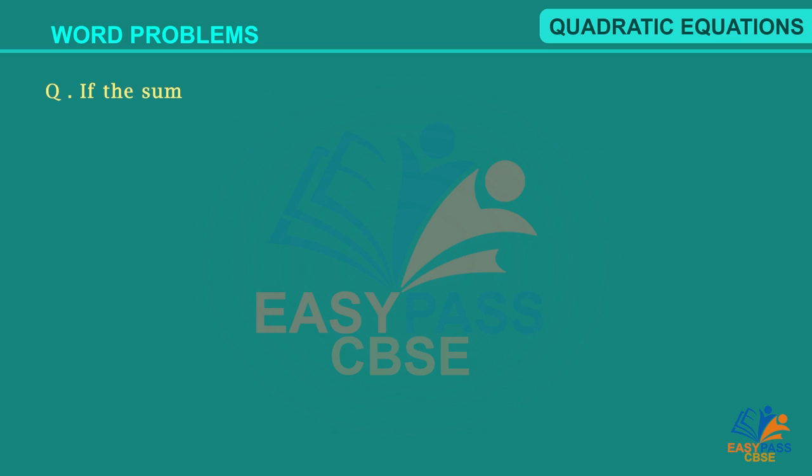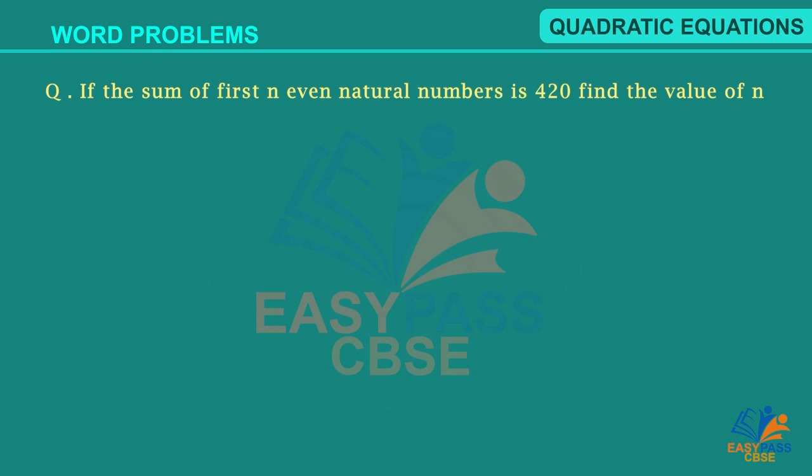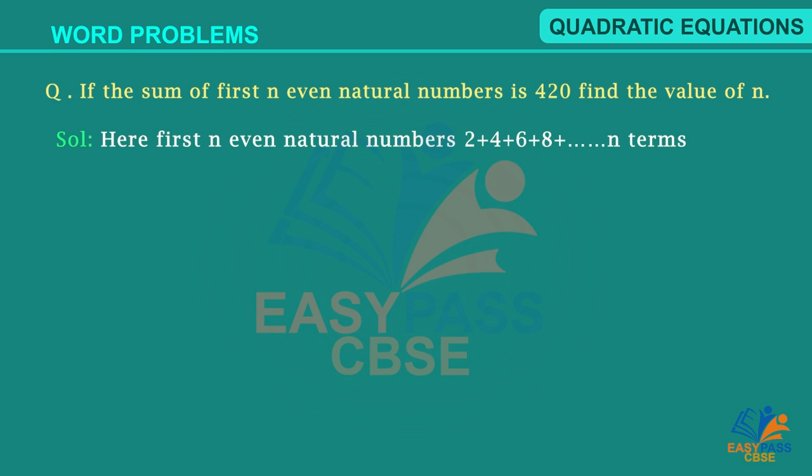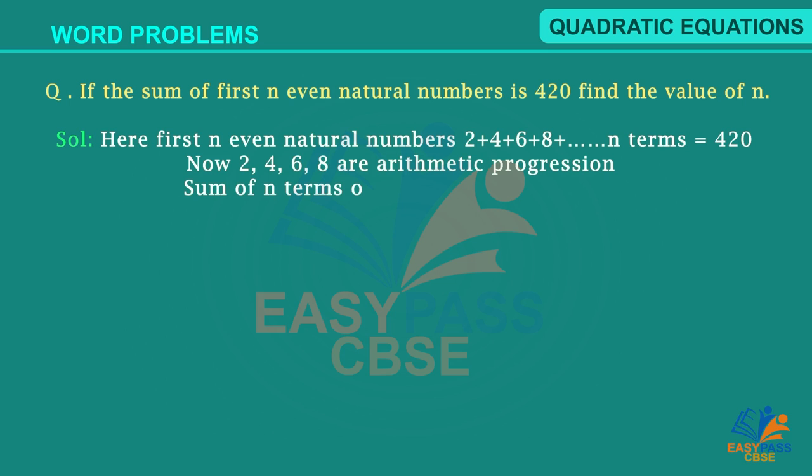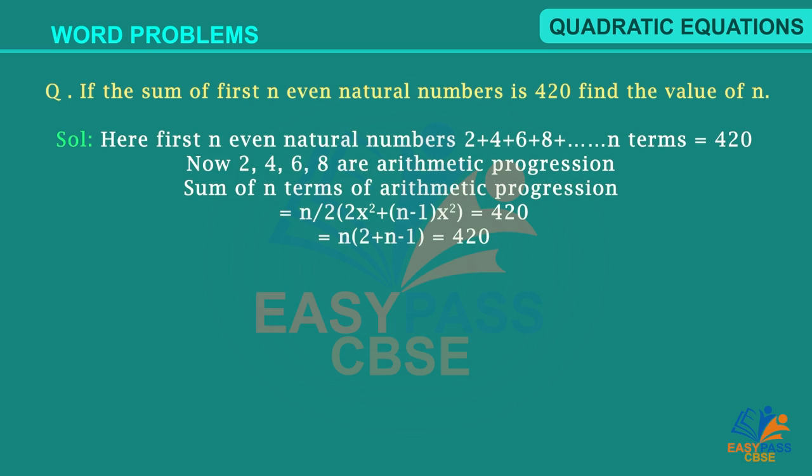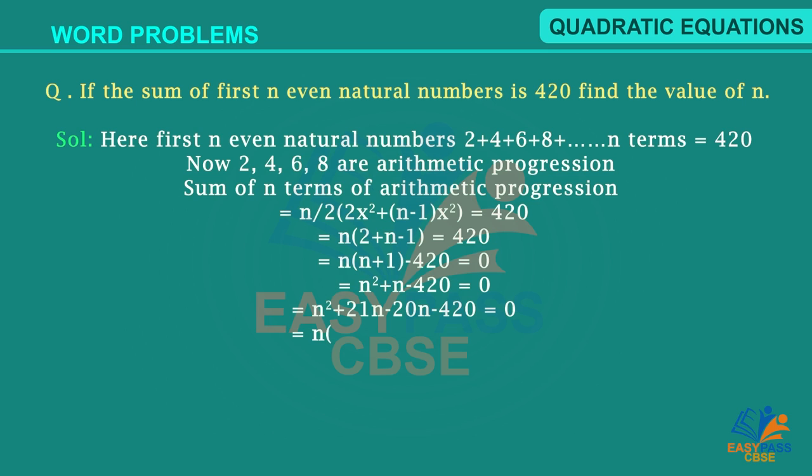If the sum of the first n even natural numbers is 420, find the value of n. So here, the first n even numbers, 2 plus 4 plus 6 plus 8 and so on, n terms, is equal to 420. Now 2, 4, 6, 8 are in arithmetic progression. So by using the sum of n terms of an arithmetic progression, we have n by 2 times (2 times 2 plus (n minus 1) times 2) is equal to 420. On simplification, we get n square plus n minus 420 equal to 0.